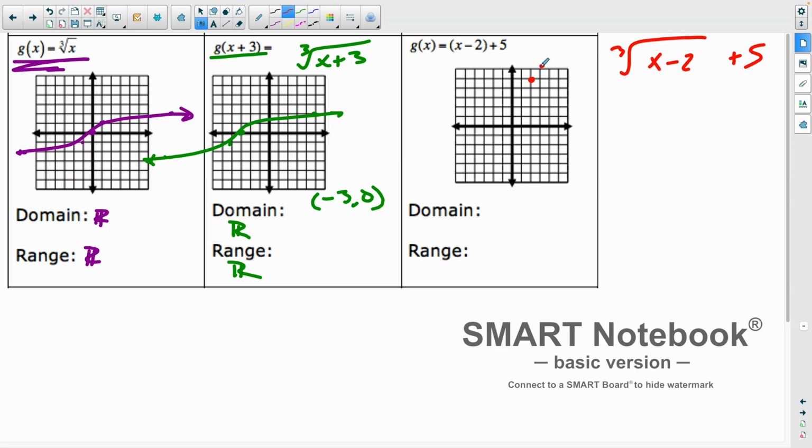Over 1, up 1, over 8, up 2 would be up there. Over 1, down 1, over 8, down 2 would be there. And so there is my graph. Looks like that. All right? Again, moving it left and right, the domain and the range ought to be super easy for cubic and for cube root graphs. Pretty easy to do there.